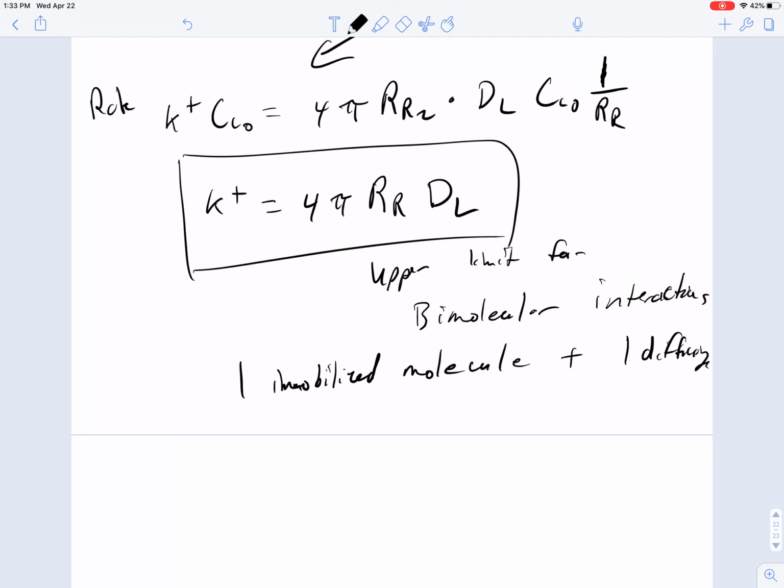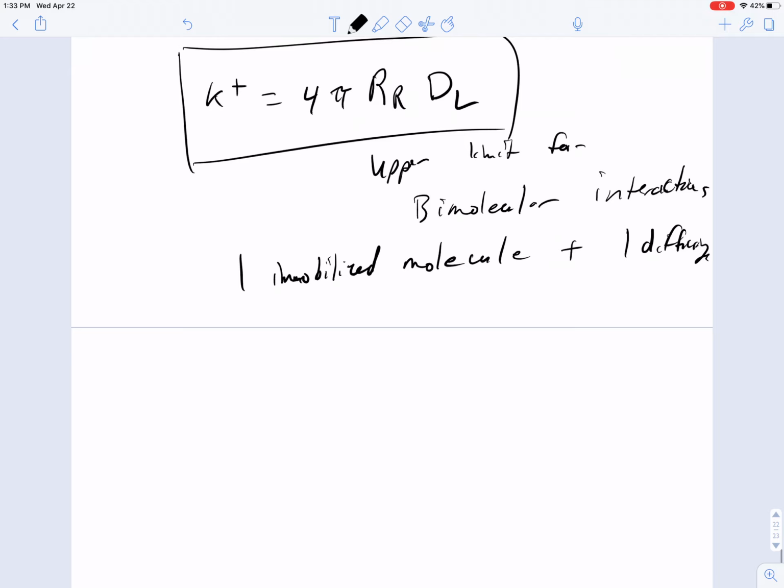So if we go back to this, what does this mean in terms of units? Do the units make sense? This is the upper limit for second order reactions. The units of K plus are length cubed over quantity times time, or this could be concentration. So this gives us a concentration. This is quantity. And we always know that second order rates have units of 1 over concentration time, so this makes perfect sense.